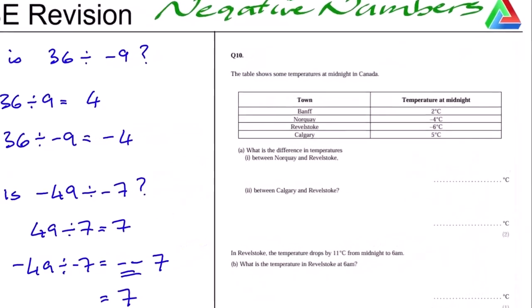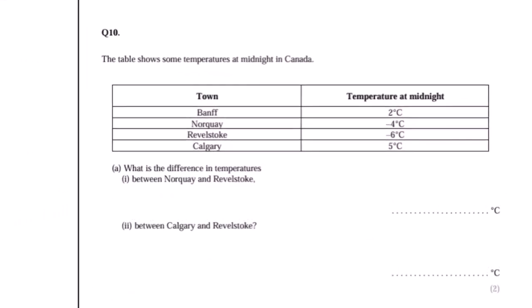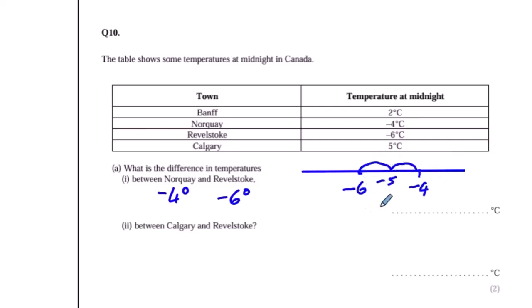And if you understand the basics, questions like this are straightforward. The table shows some temperatures at midnight in Canada. We've got 4 towns, Banff, Norquay, Revelstoke and Calgary, and 4 temperatures. Part A, what is the difference in temperatures between Norquay and Revelstoke? So Norquay is minus 4 degrees and Revelstoke is minus 6 degrees. You can draw a number line. We're starting off at negative 4. We're going down to negative 6, so we've gone down 2. So the answer is 2 degrees.